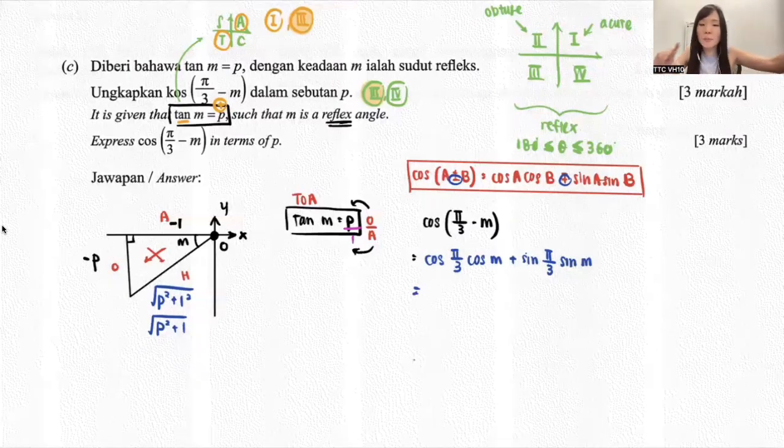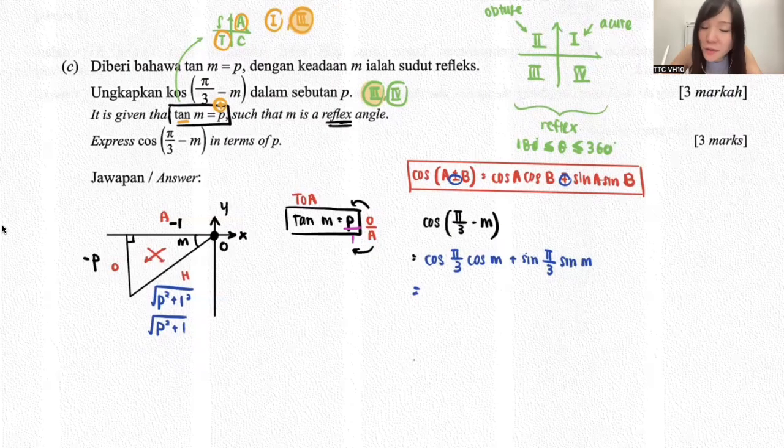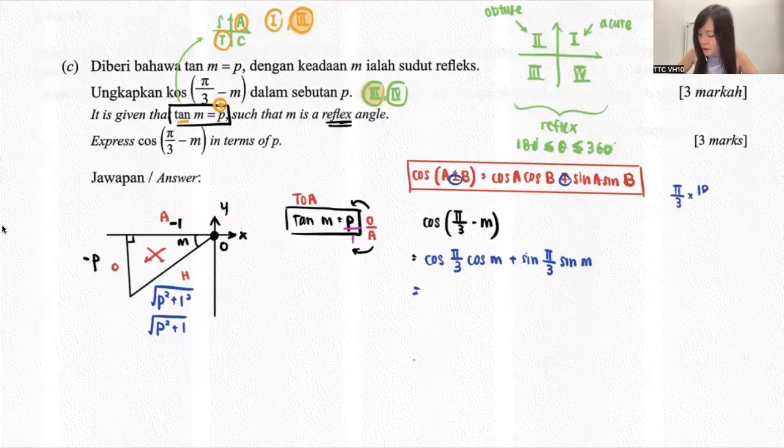Okay, so cos pi over 3. Do we really press cos pi over 3? No, we only press with degree. So pi over 3 in degree is how much? You can convert back to degree, times 180 divided by pi. Pi and pi cancel, 60 degree. So let's press. Cos 60 is 1 over 2.